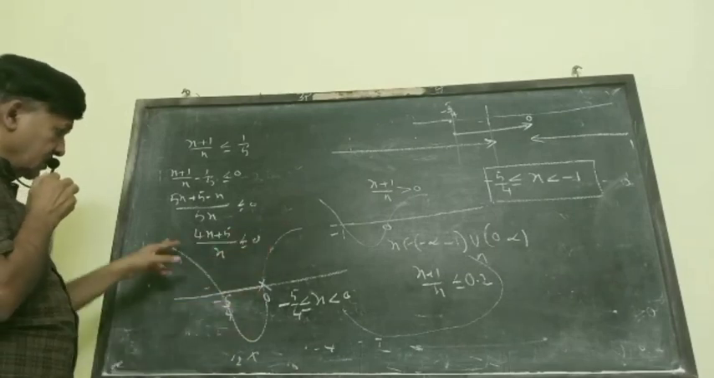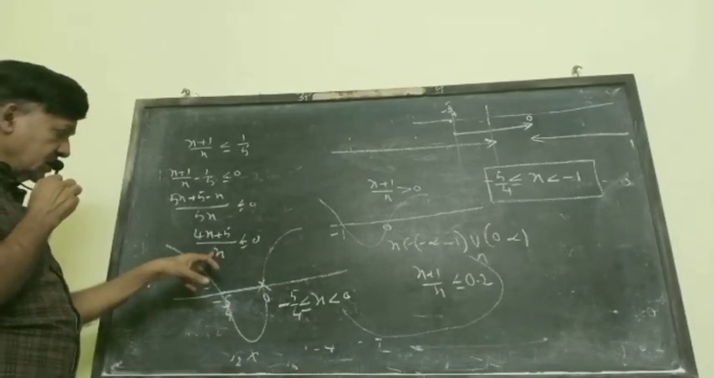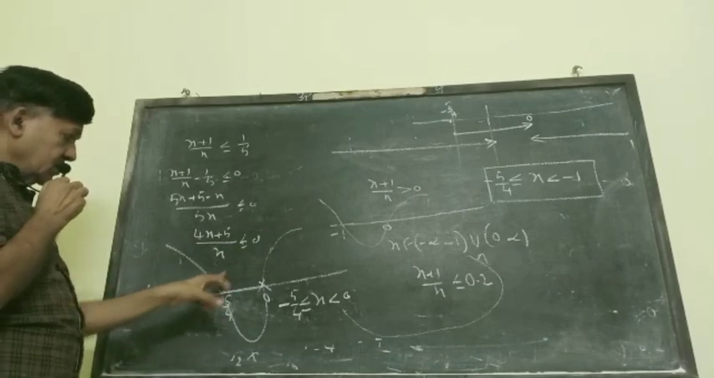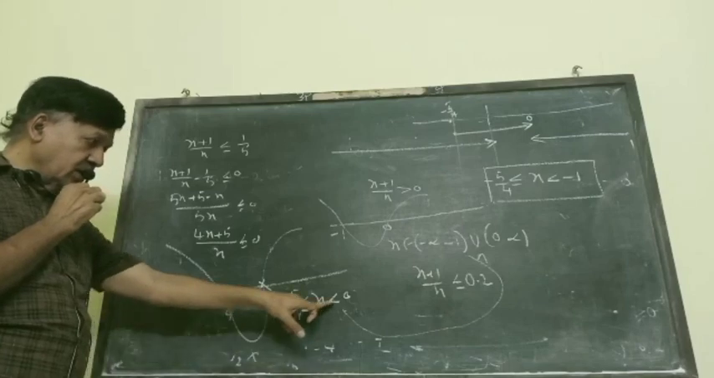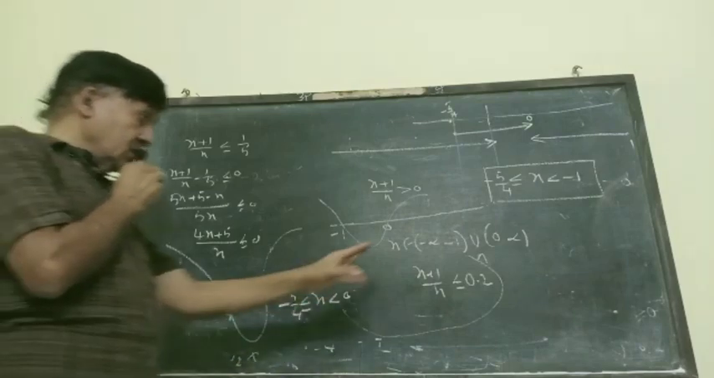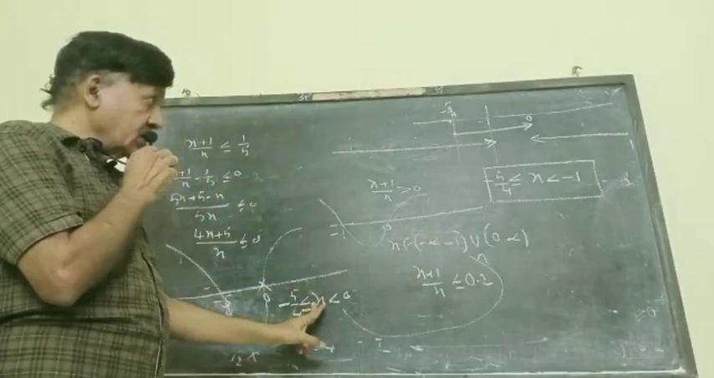You will get like this. x cannot be 0 because it is in the denominator. So less than or equal to 0 means these points: -5/4 ≤ x < 0. Now, the intersection of these two.